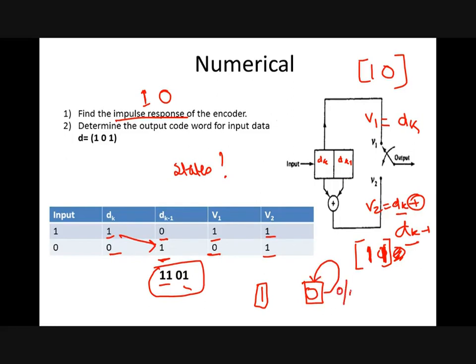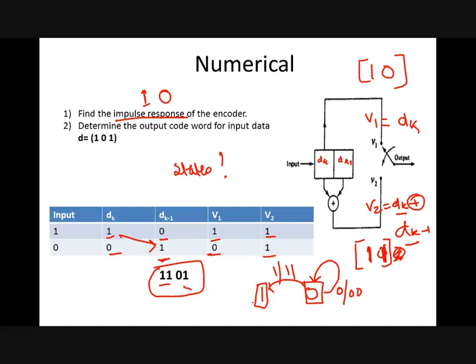0 slash 0 0. Okay. If I am at 0 and 1 enters, then I will move to state 1. What will be the output? 1 slash 1 1.